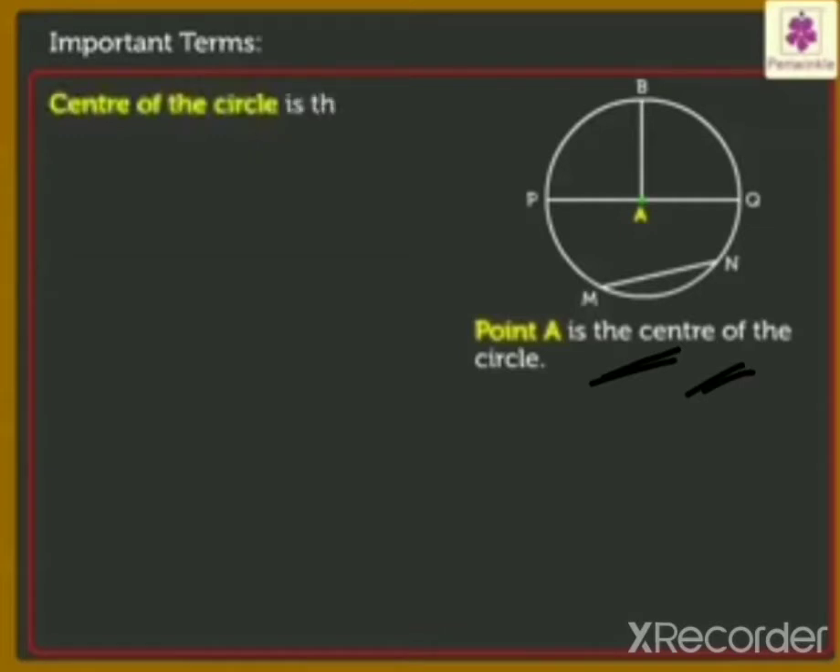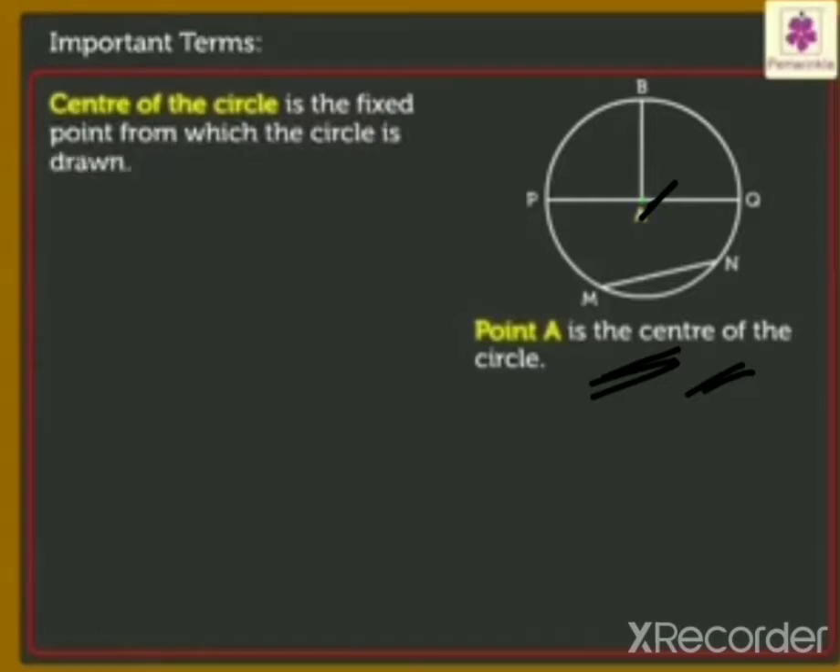So what is center of a circle? You can see clearly in this picture. Center of the circle is the fixed point. This is the fixed point. Okay, it can't be changed. So this is the fixed point from which the circle is drawn. We will draw the circle from the center of the circle. Always a circle is drawn with the help of center of the circle. First center is drawn, and after that circle is drawn. We will learn how we will draw a circle after discussing different parts of the circle. Okay, so this is center of the circle.